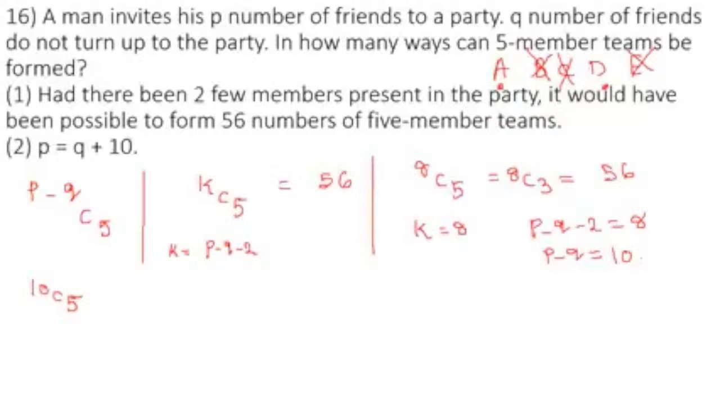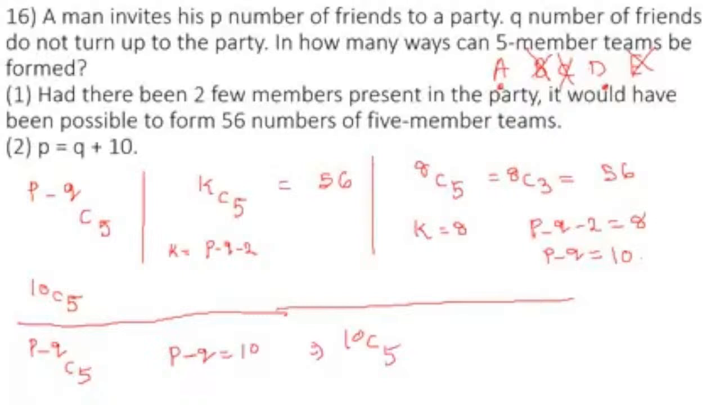If I go with statement 2, I know that P minus Q is 10, and 10C5 is the value I need to figure out. But I already know that P minus Q is 10, so that I can also figure out. Statement 2 also gives the answer because I already know P is equal to Q plus 10, which means P minus Q is 10, so I will get 10C5. So I can answer from either A or B. That's why the answer is D: each statement alone is sufficient.